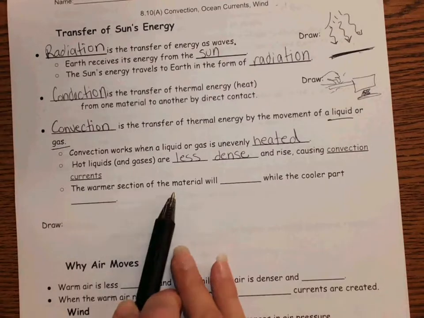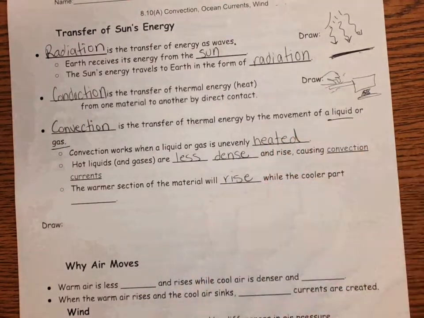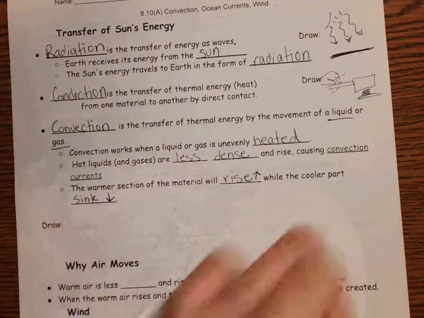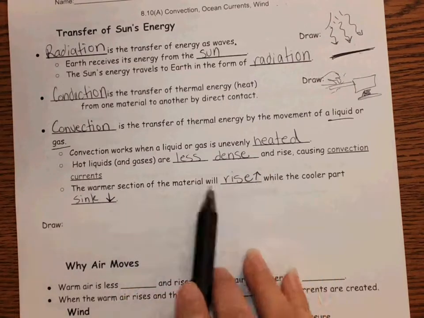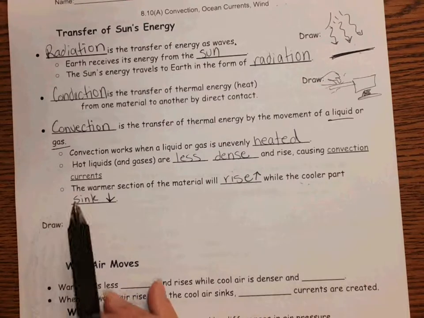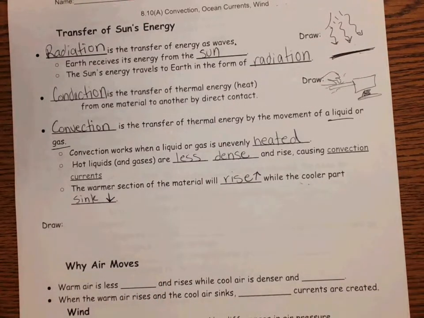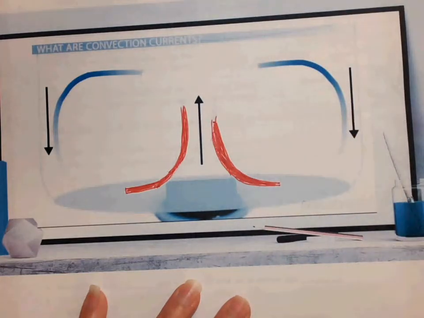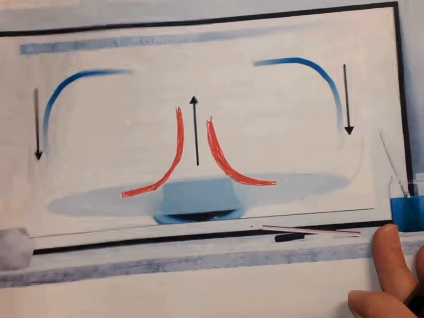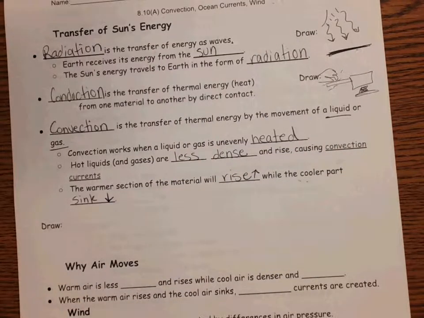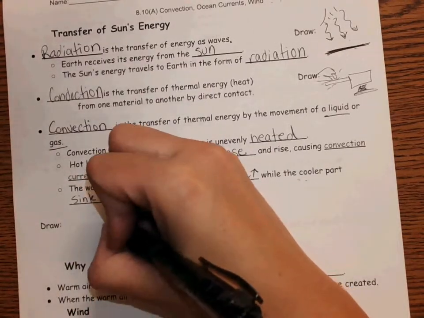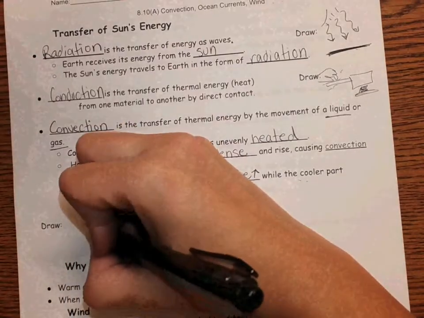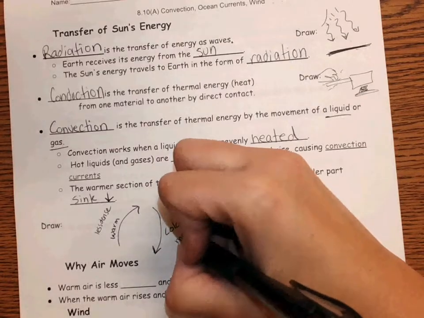The warmer sections of the material will rise, while the cooler parts sink. We know this from seeing the red hot water rise and the blue water sink yesterday. So here's an image to represent what we saw yesterday. The warm air is rising, and the cool air is sinking. Remember, convection is for both gas and liquid. So in our image here, we want to draw warm rising or hot, and cold sinking. Warm is less dense, cold is more dense.